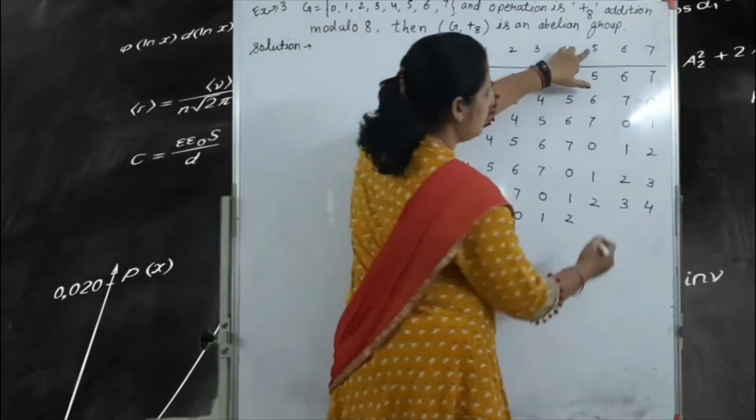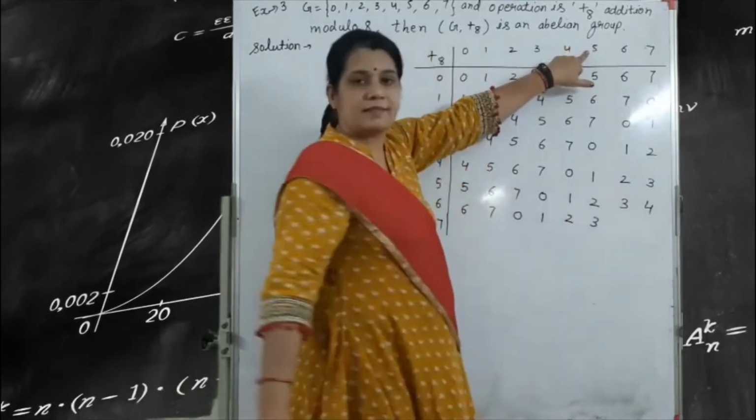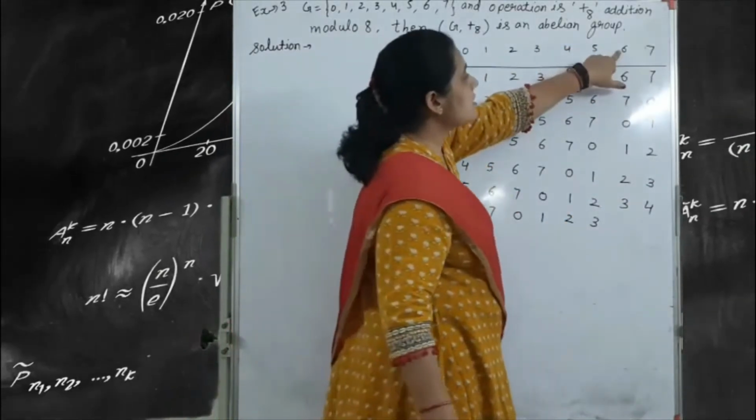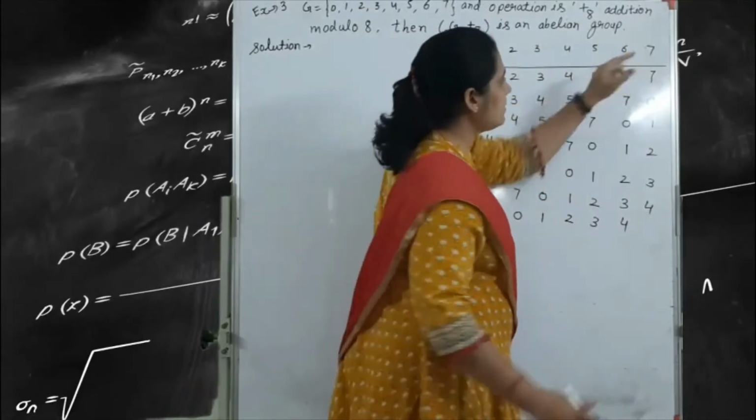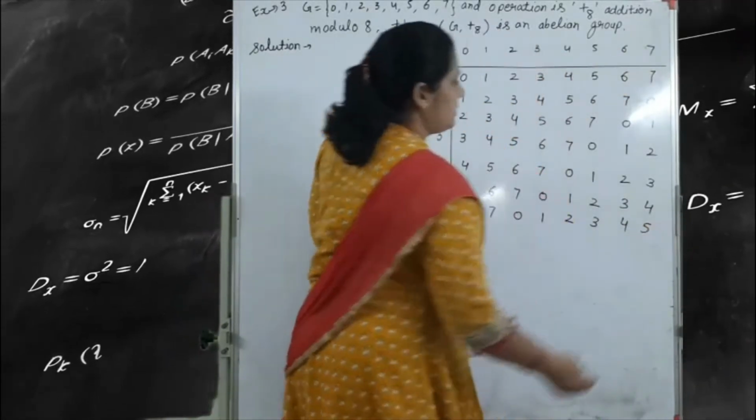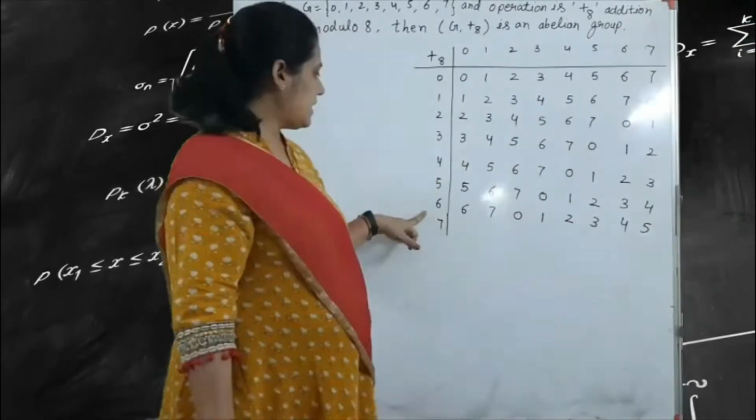6 plus 5, 11, divided by 8, remainder is 3. 6 plus 6, 12, divided by 8, remainder is 4. And 6 plus 7, 13, divided by 8, remainder is 5. Okay, and the last one is 7.